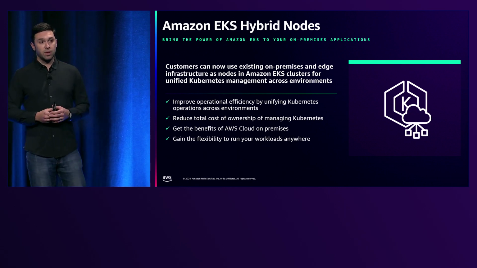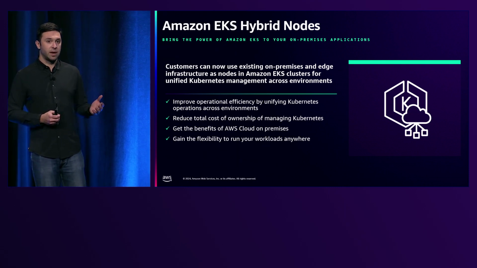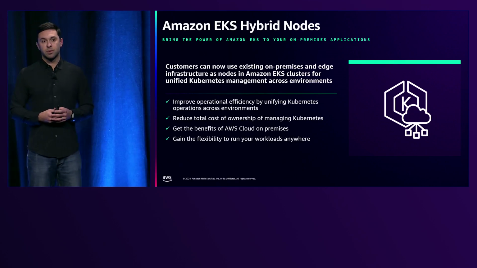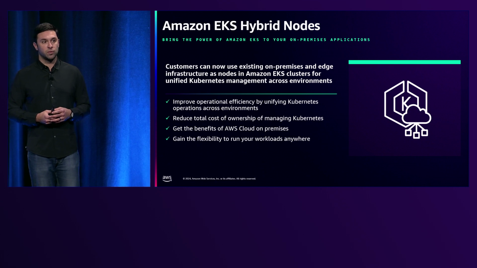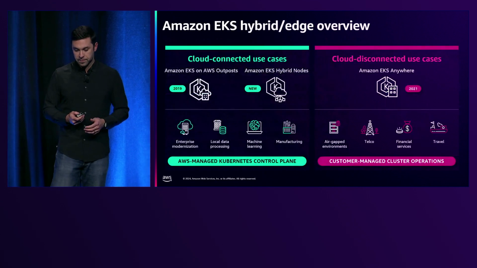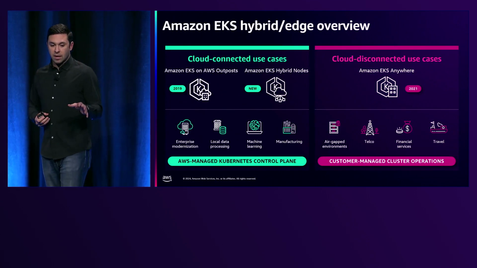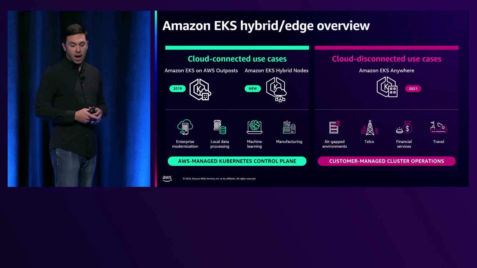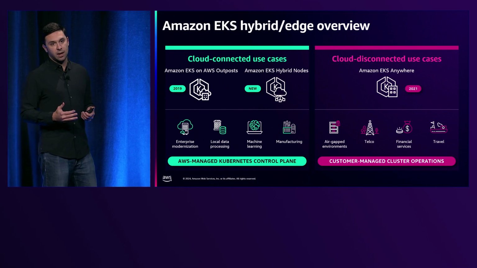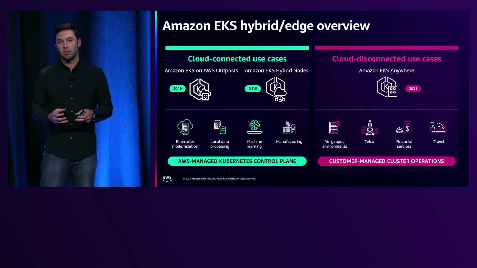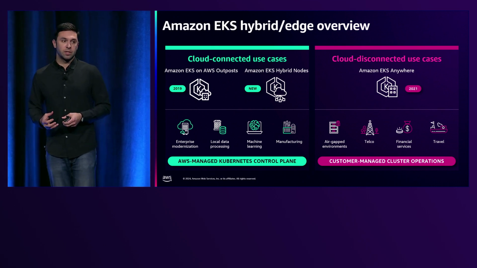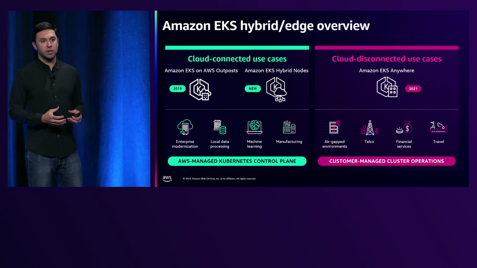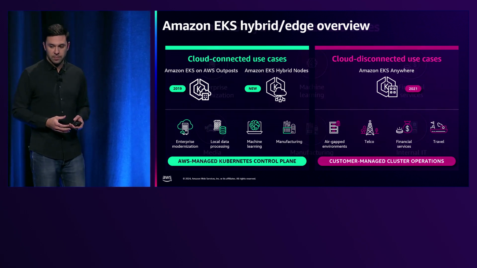It's also integrated with other AWS services like SSM and IAM Roles Anywhere for temporary IAM credentials, and also Amazon Managed Prometheus and CloudWatch for centralized monitoring and logging. So to bring it back to the EKS on-premises and edge portfolio, hybrid nodes is a fit for customers who can and want to connect their on-premises environments to the cloud, and also for customers that can't refresh their on-premises hardware and move to Outpost. They need to continue using the infrastructure that they're using today.